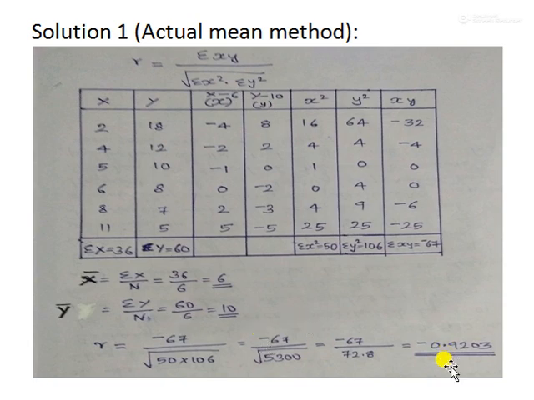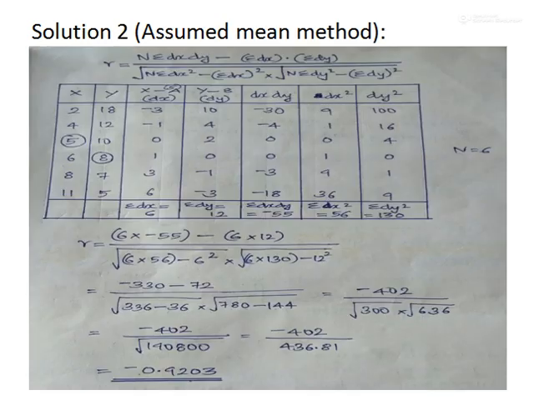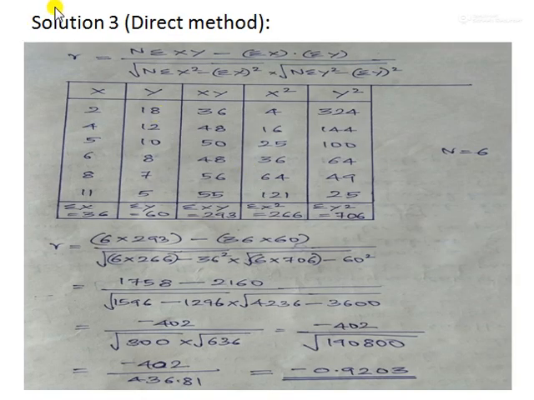Now see the answers obtained under these three methods. Under the first method we get R equal to minus 0.9203. Under the second method, the assumed mean method, we get the same answer, minus 0.9203. And under the third method, the direct method, we get the same answer, R equal to minus 0.9203. I think all of you are now familiar with the computation of Karl Pearson's coefficient of correlation using three methods.